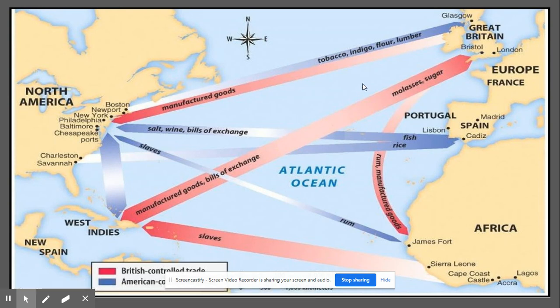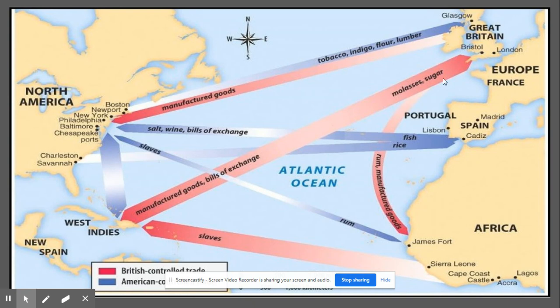If you were asking me, I'd say a triangle. Okay, the transatlantic trade is also going to be known as the triangular trade. Manufactured goods are going to go from England to the colonies. Raw materials such as tobacco, indigo, flour, lumber, trees, all that stuff to make ships, boats, indigo to make dyes, flour. It's all going to be going back to Great Britain.